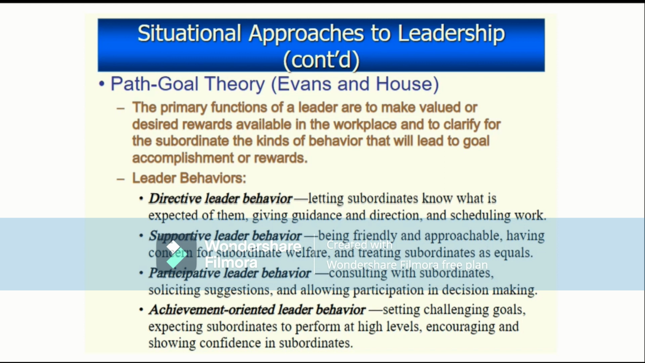Number one is directive leader behavior. The directive leader lets subordinates know what is expected of them, gives guidance and direction, and schedules work. Whereas supportive leader behavior is being friendly and approachable, showing concern for subordinate welfare, and treating members as equals.